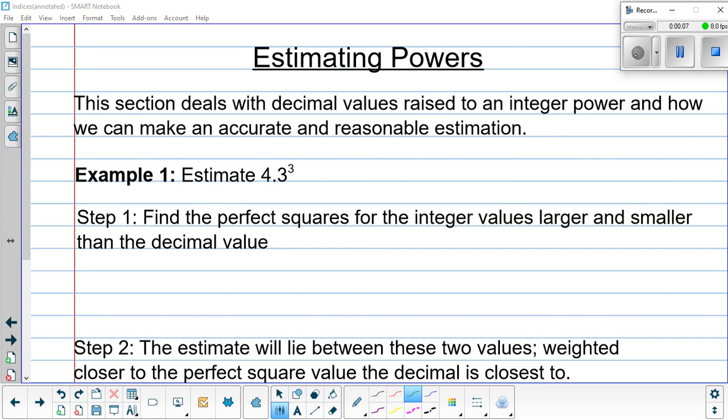We're going to look at estimating powers. Estimating powers comes in handy in the real world, because we estimate things all the time. You're trying to buy something for your kitchen, you have to estimate the size, estimate the materials, estimate how much you're going to spend when you remodel.